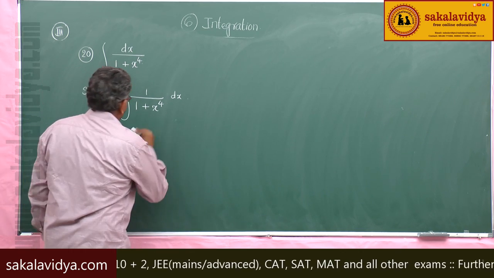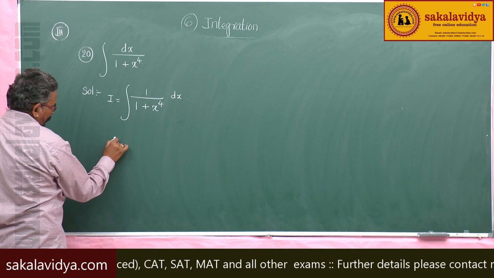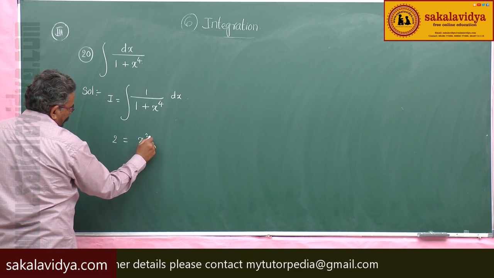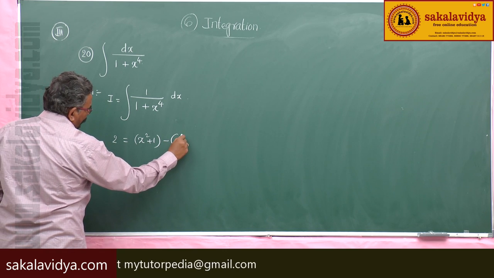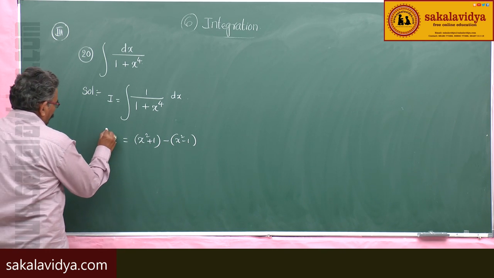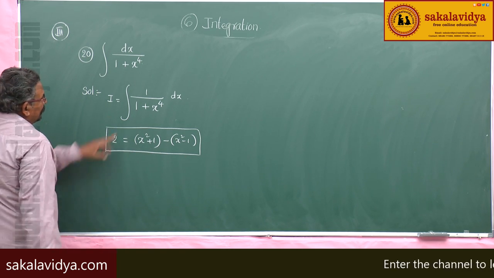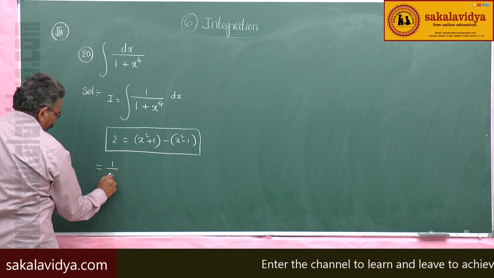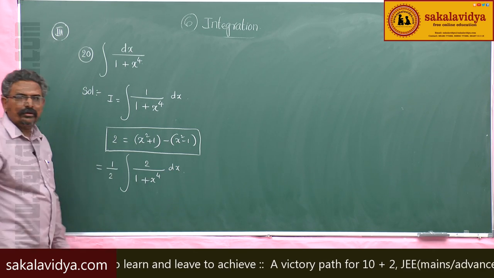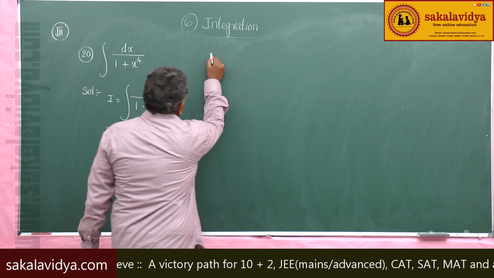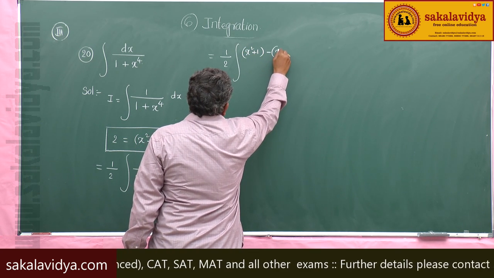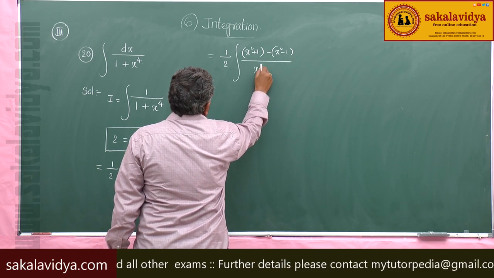Now 2 can be written as x square plus 1 and minus of x square minus 1. Let us observe, x square gets cancelled, minus of minus is plus 1, this becomes 2. So now using this identity, here multiply with 2, divide by 2, 1 by 2 and 2 by 1 plus x to the power of 4 dx. This 2 is replaced by this one. So now this is half integral of x square plus 1 and minus of x square minus 1 by x to the power of 4 plus 1 dx.